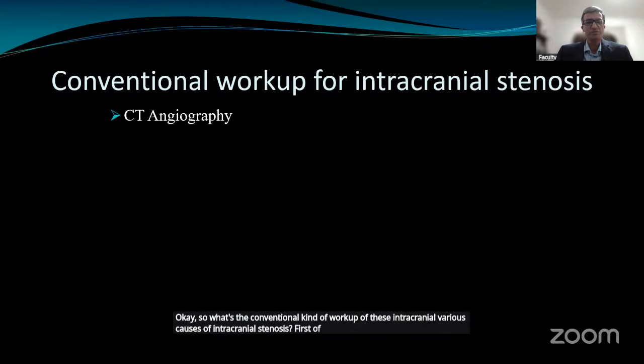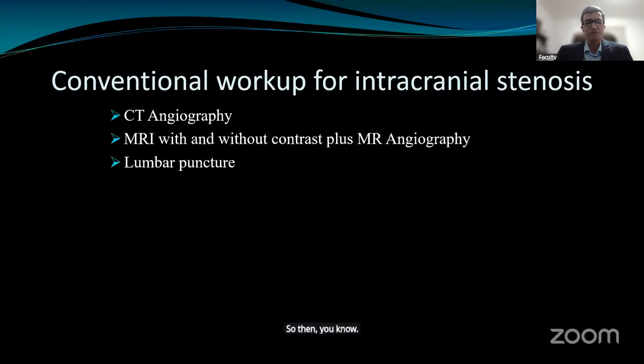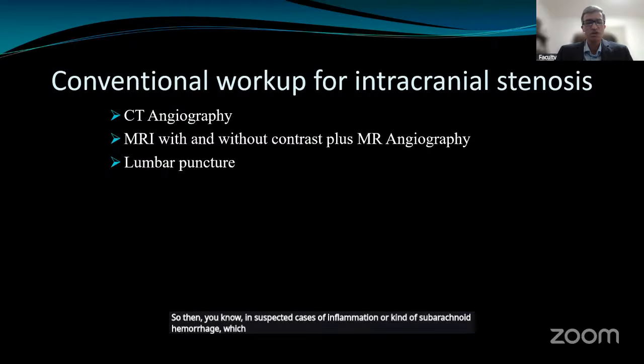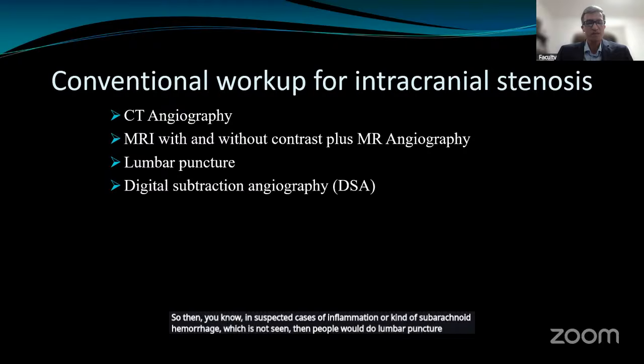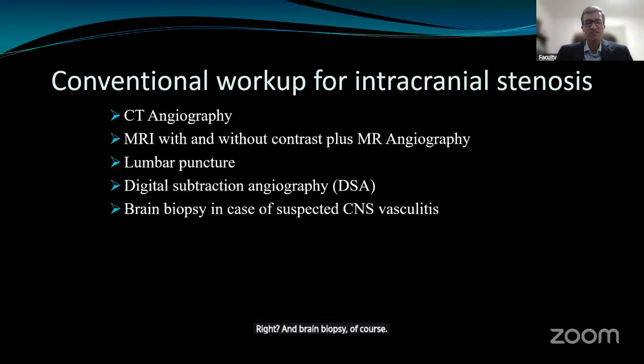Okay, so what's the conventional workup of these various causes of intracranial stenosis? First of all, CT angiogram, which is the workhorse, right? The next step would be MRI brain with and without contrast, plus MR angiography. Then, in suspected cases of inflammation or subarachnoid hemorrhage which is not seen, people would do a lumbar puncture to confirm those diagnoses, right? And digital subtraction angiography, which is considered the gold standard for luminal imaging. And brain biopsy, of course, in the case of suspected CNS vasculitis to confirm the diagnosis.